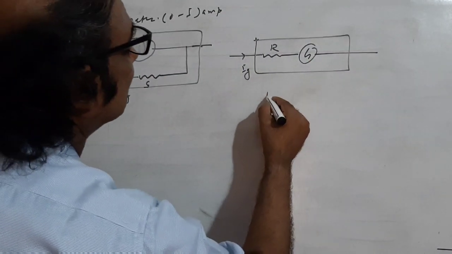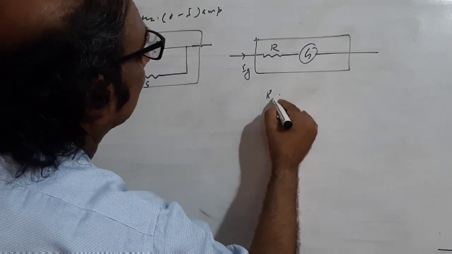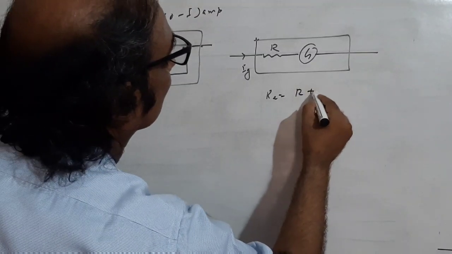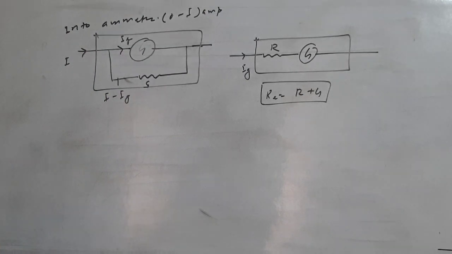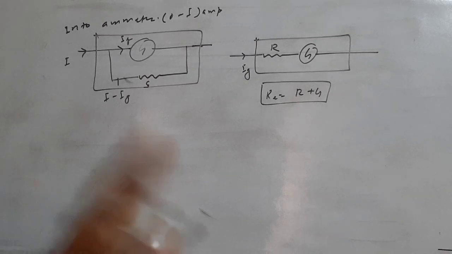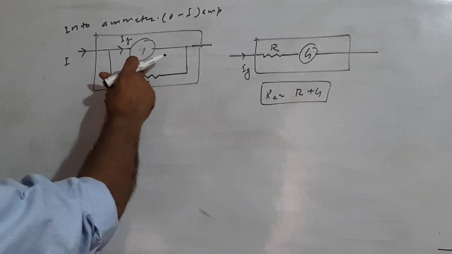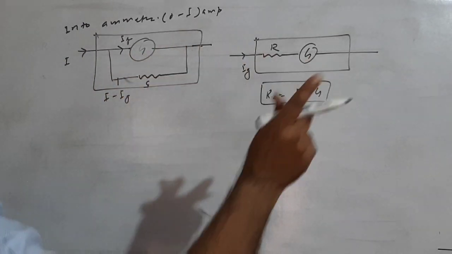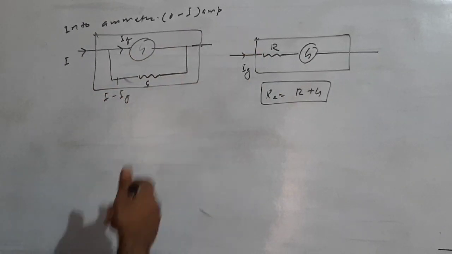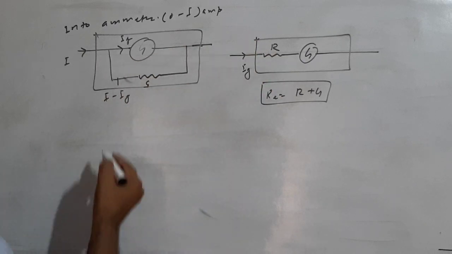So the total resistance in this case, Re equals R plus G. It is pointed out that the voltmeter is a high resistance instrument, always connected in parallel, across the resistor, and the ammeter is always connected in series. This is the low resistance. So this is the difference between the ammeter and the voltmeter.